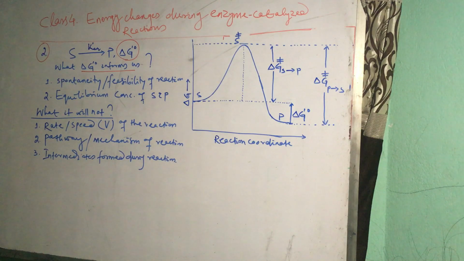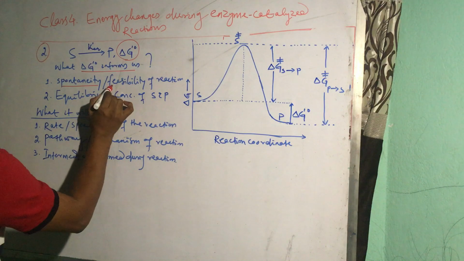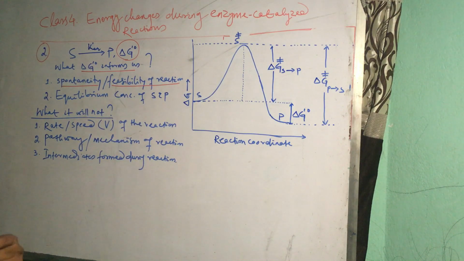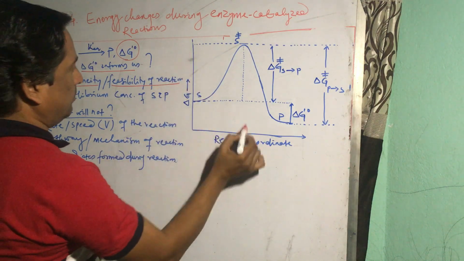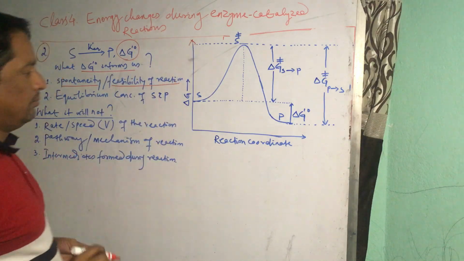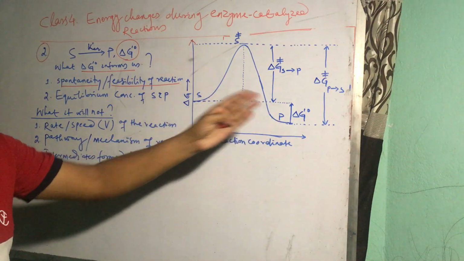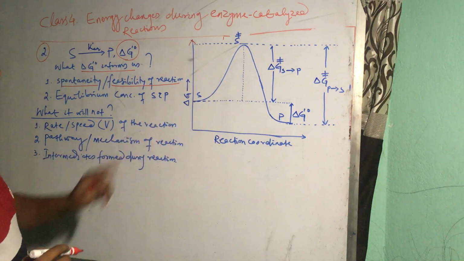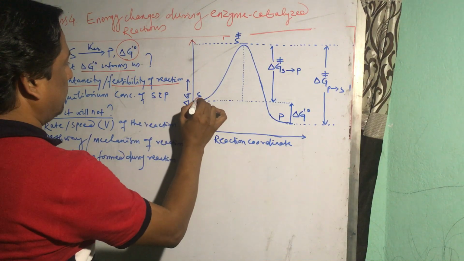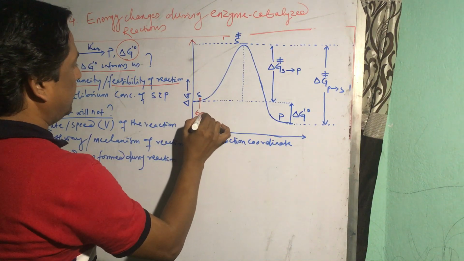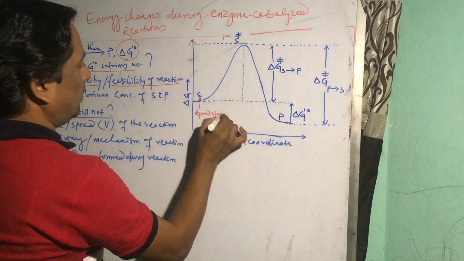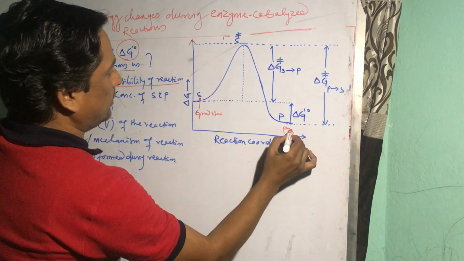It will inform us about the spontaneity or feasibility of the reaction, whether the reaction is going to happen or not. So if we draw an energy diagram of substrate being converted to product, this is the substrate in ground state and product in ground state.